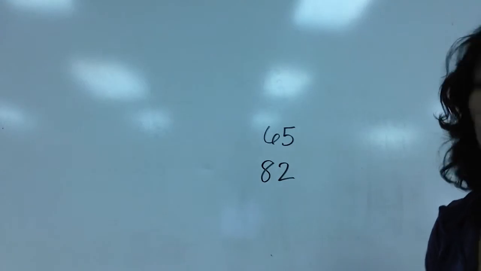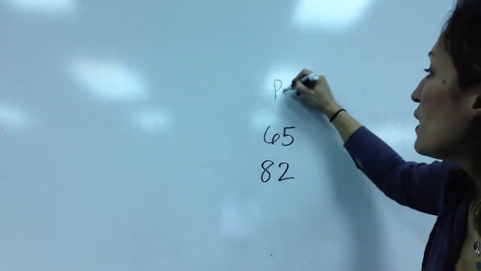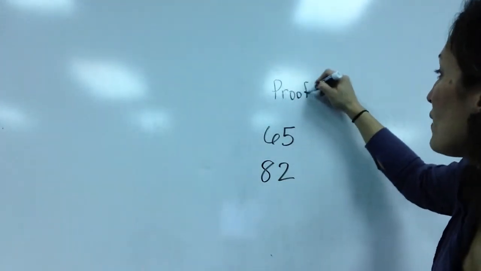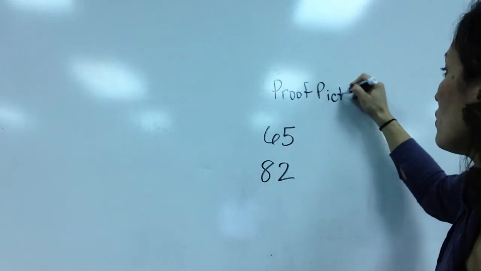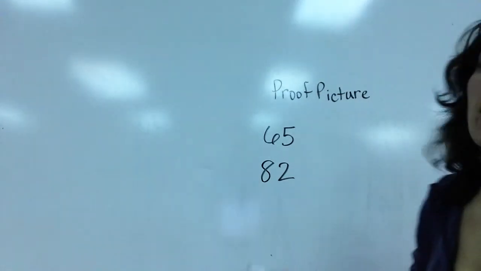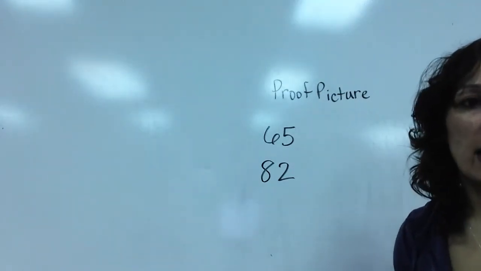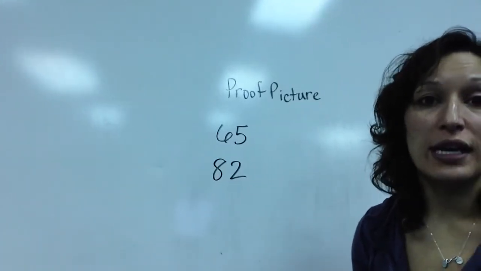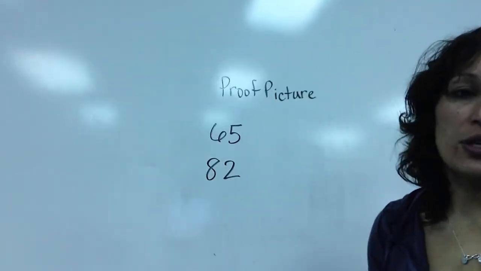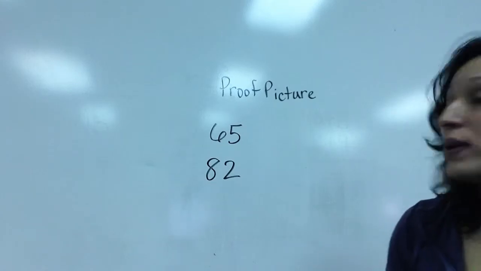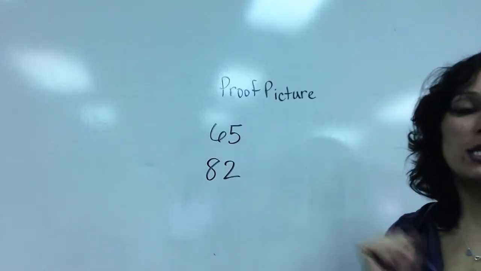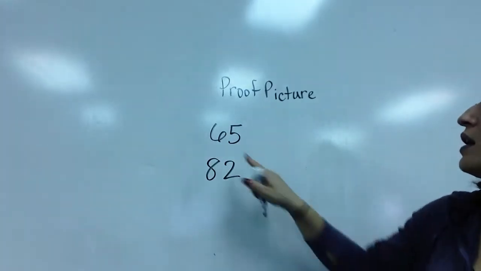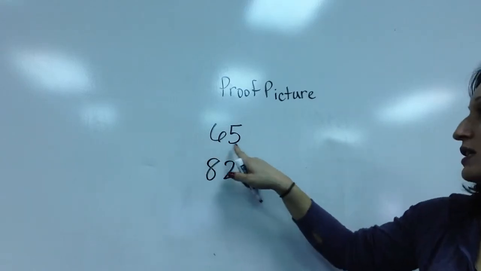It always helps when we're starting to learn something new to start by learning how to make that proof picture. For a lot of us, just seeing the picture helps us understand it better. Then we can learn a strategy. But we're always going to have to make a proof picture anyway, so we might as well learn that one the best. Let's draw a picture of the number 65.